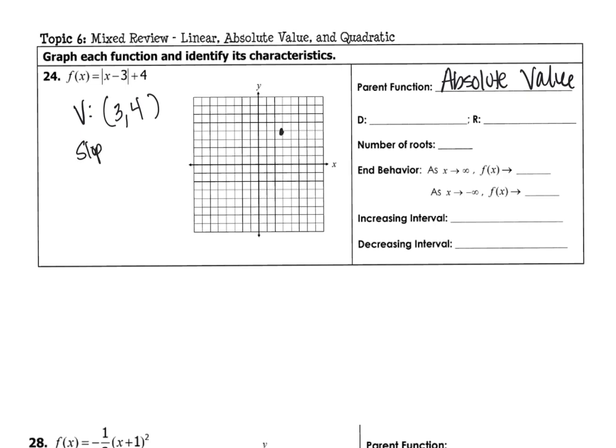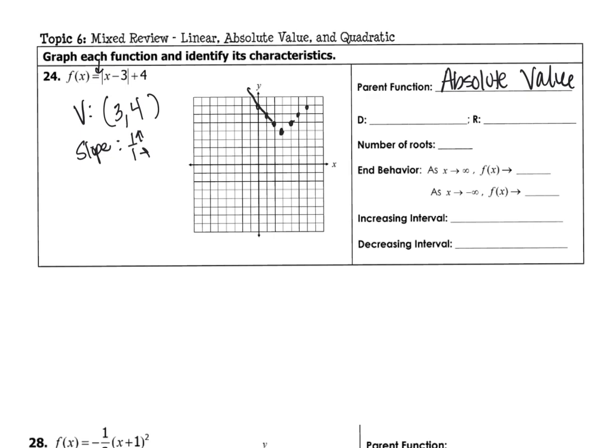Okay, then I need the slope. My slope, I'm looking out in front of the bars. Nothing's there, so it's 1/1, up 1, right 1, and then mirrored on the left. So up 1, right 1, up 1, right 1. And then we go back to the vertex, go up 1, left 1, because it's a V.